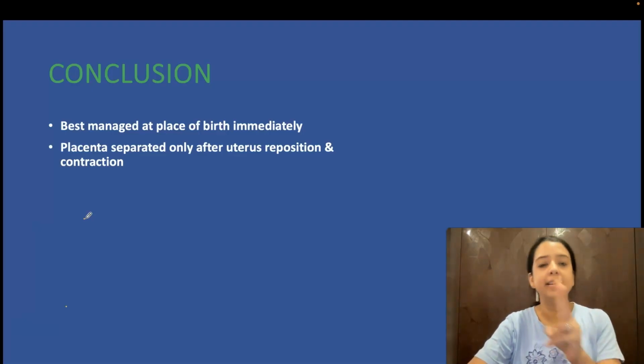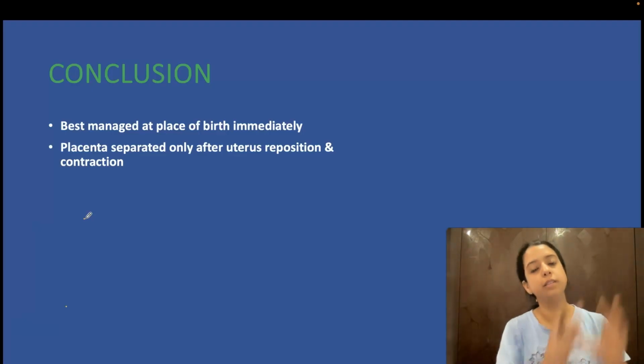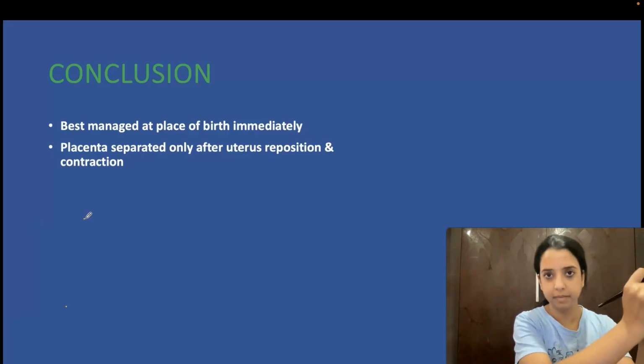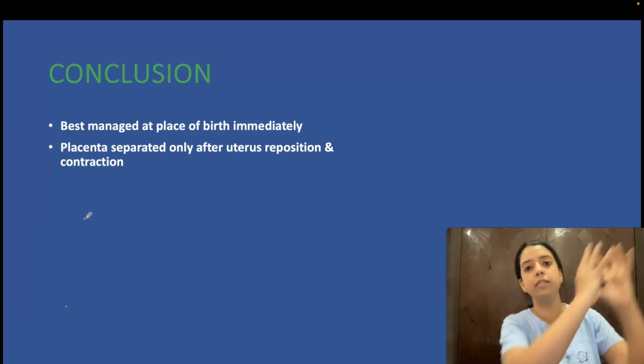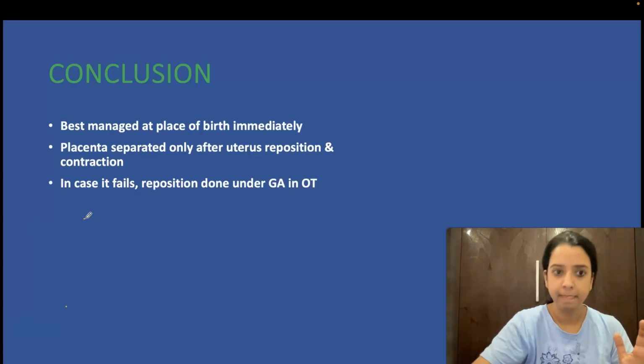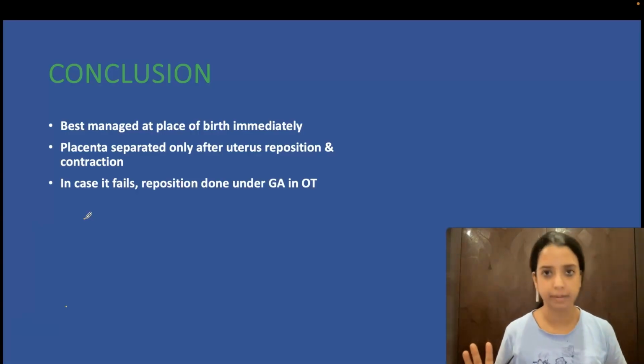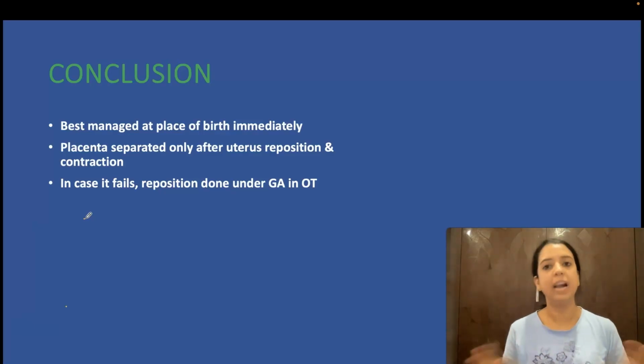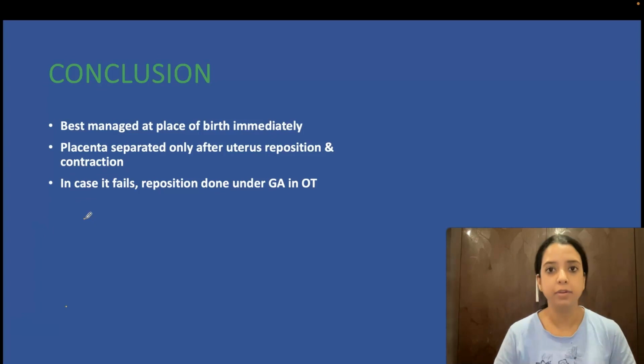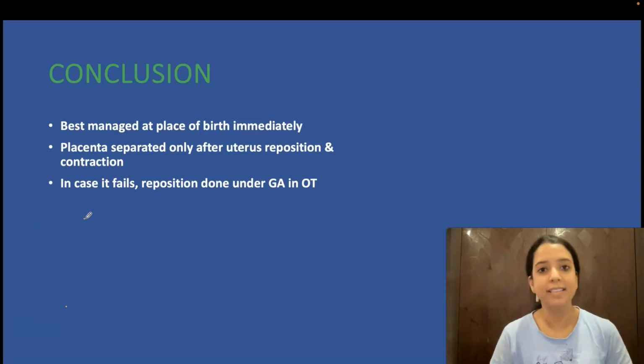Second step, the placenta is separated only when the uterus is reposited and contracted. You separate the placenta only when the uterus is back in its position. Then in case this fails, you take the patient to OT. Otherwise you don't need to take the patient to OT. So that's it, that's all about uterine inversion. I hope this topic is easy for you now.